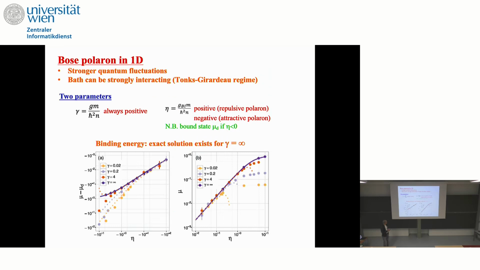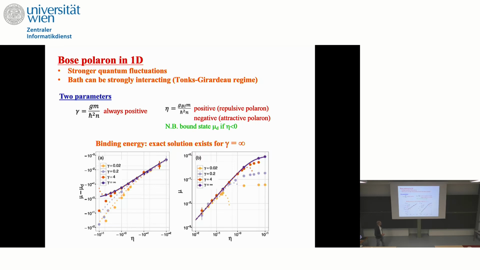And our interest was, besides the three-dimensional problem, also the one-dimensional problem, which is also very simple. So you have again the Lieb-Liniger Hamiltonian, now with just one impurity which interacts with some G_BI. So you have again gamma, which describes the bath, and then the parameter eta that describes the interaction between the impurity and the bath.